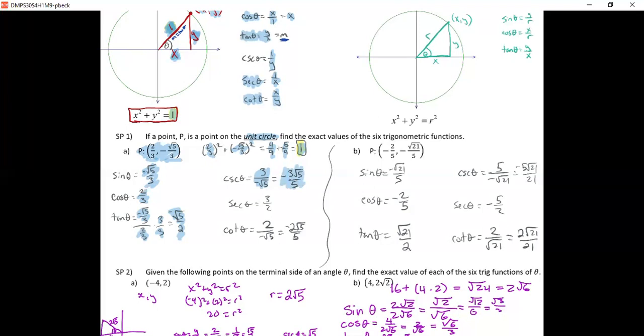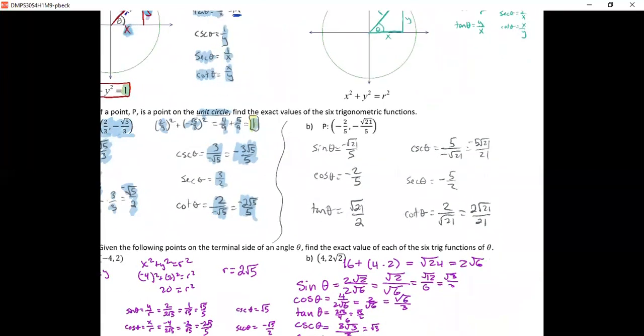Reciprocal of 2/3, which is 3 halves, is our secant value. The reciprocal of negative square root of 5 over 2 is 2 over negative square root of 5, which, when we rationalize, is our cotangent value.